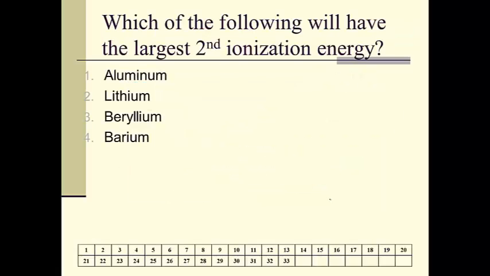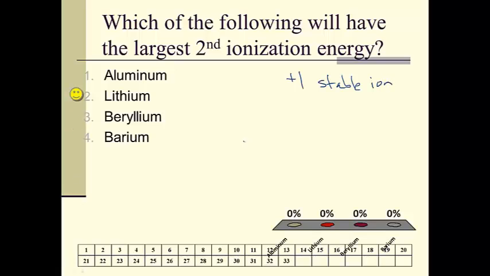Okay, so which of these will have the largest second ionization energy? Again, find these, pause the video, and figure out which one should have the largest second ionization energy. Okay, now the largest one should have been the one that basically had a noble gas configuration after you removed the first one. So which of these ions is going to be a +1 stable ion? The one that's +1 and stable is lithium in column 1.